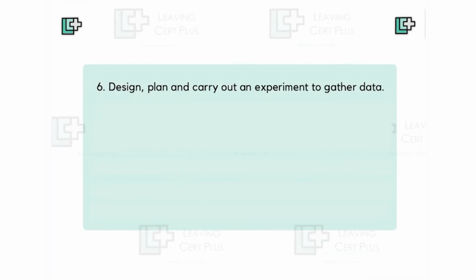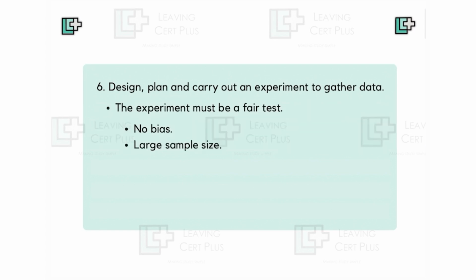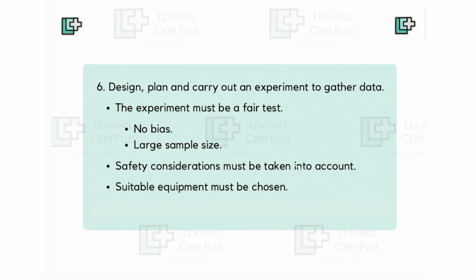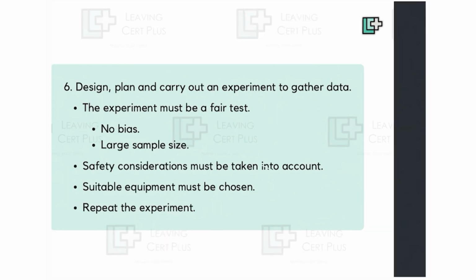Step 6, we are designing, planning and carrying out an experiment in order to gather data, and this experiment has to be a fair test. We must not include any bias or personal opinions, and where possible we want to have a large sample size. We naturally have to take some safety considerations into account by choosing suitable equipment, and also we need to repeat the experiment to improve accuracy.